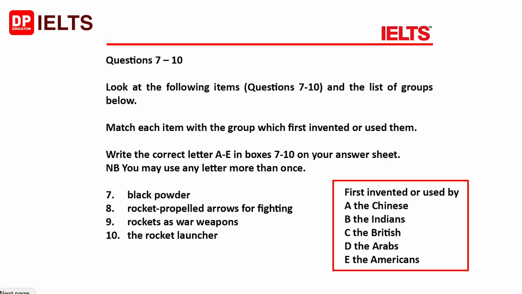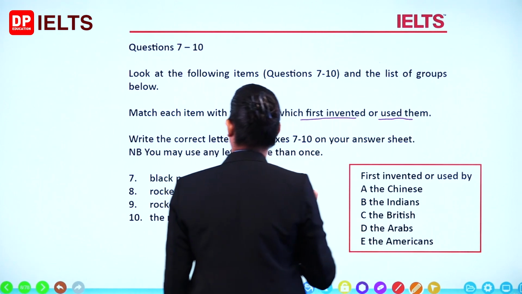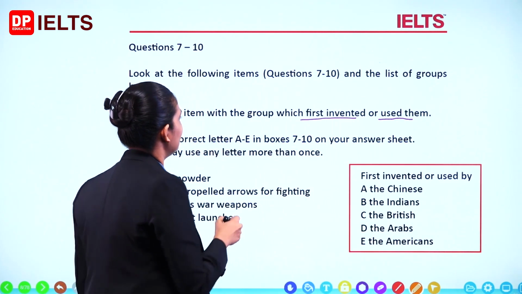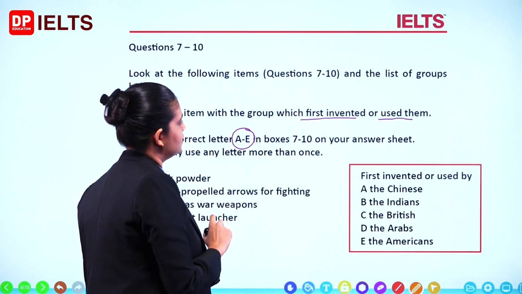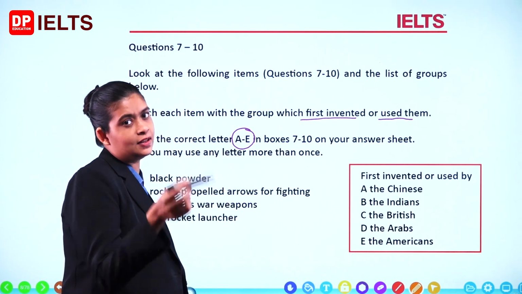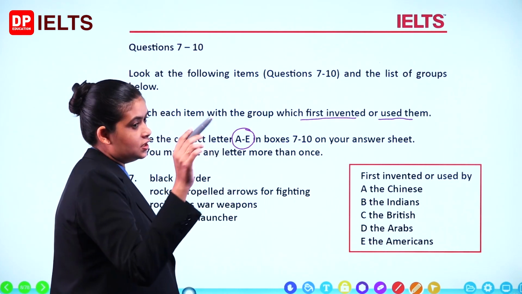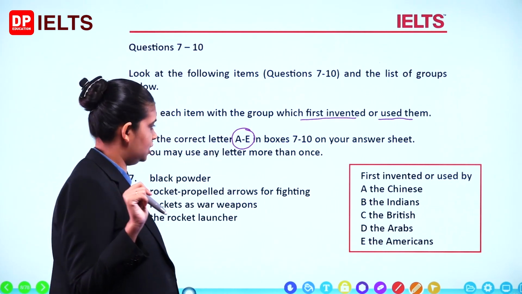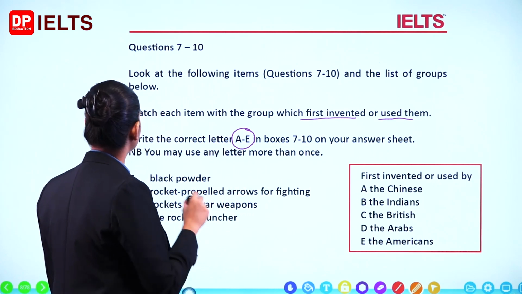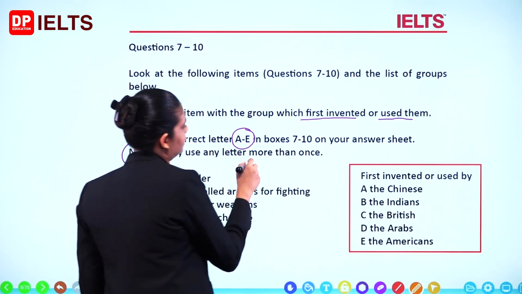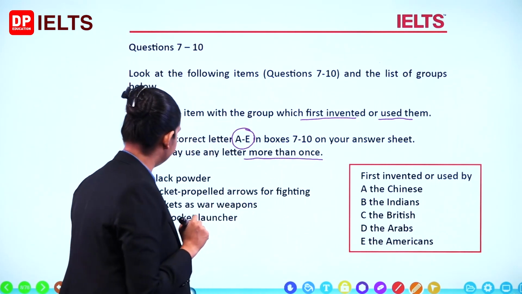Look at the following items, questions 7 to 10, and list of groups below. Match each item with the groups which first invented or used them. Write the correct letter in boxes 7 to 10. This is extracted from sample answer questions. If you have your answer sheet, you would put down the answer in your answer sheet. Note, you may use any letter more than once.